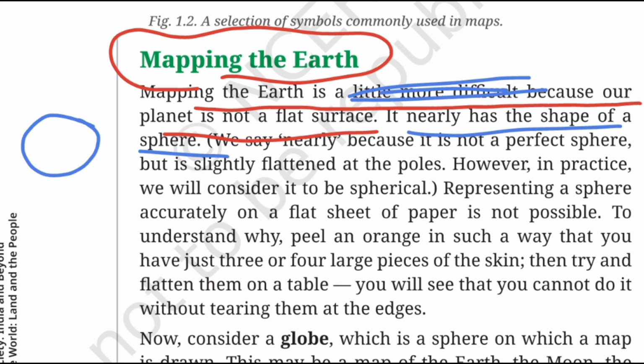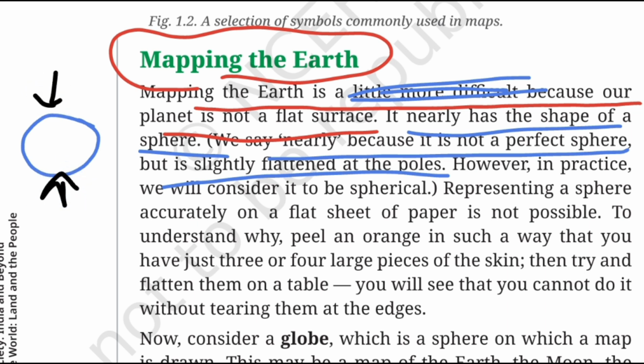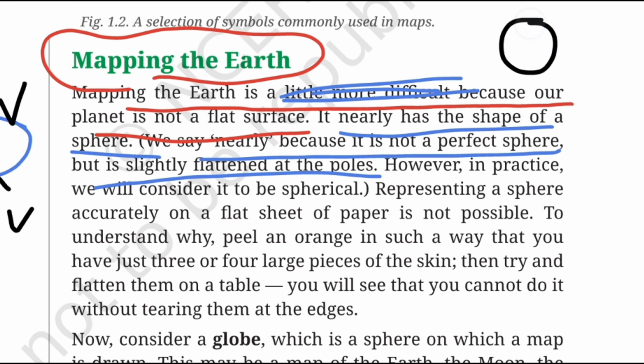We say nearly because it is not a perfect sphere, but it's slightly flattened at the poles. Poles mean the top and the bottom. So this particular area is called pole. We will study later. That area is almost flattened. So the shape is something like this. It is not a perfect sphere, it is flattened at the poles. Poles you already know, north pole and south pole. That area is somewhat flattened, so it is not a sphere, it is something like this.